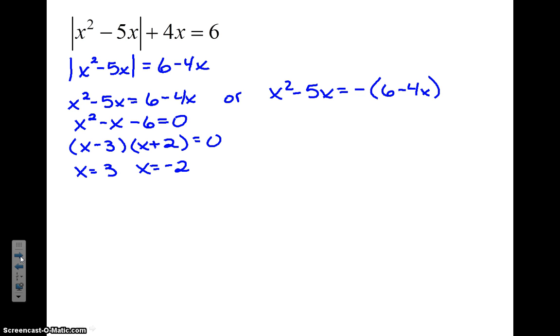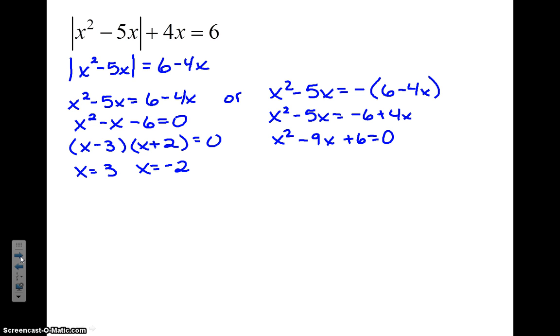Over here, I've got x squared minus 5x equals negative 6 plus 4x. Once again, we've got a quadratic. I'll move everything to one side. So I have x squared minus 9x plus 6 equals 0. So if I'm looking to try and factor that, I'm looking for numbers that would multiply to be 6 and add up to be negative 9.